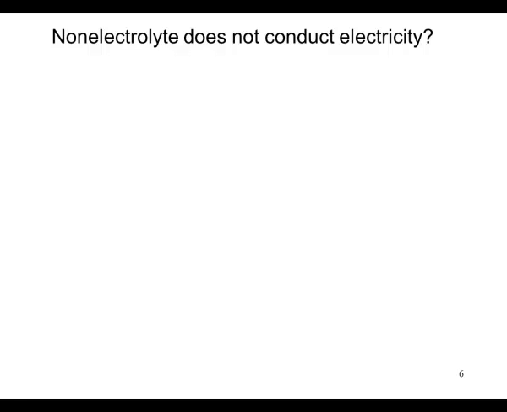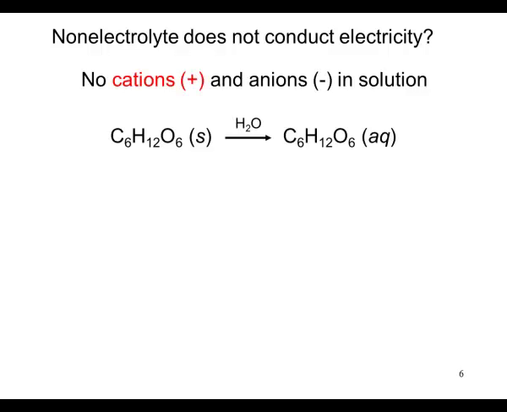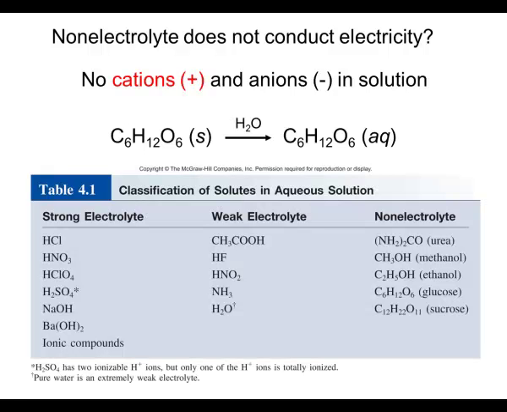A non-electrolyte does not conduct electricity. There are no cations and anions in the solution. Glucose dissolved in water becomes simply aqueous glucose. Here's a table that classifies solutes in aqueous solution.